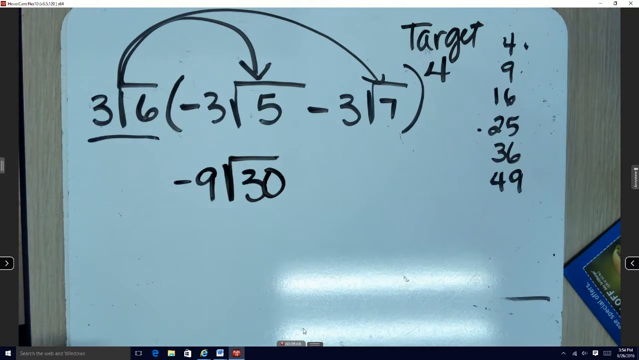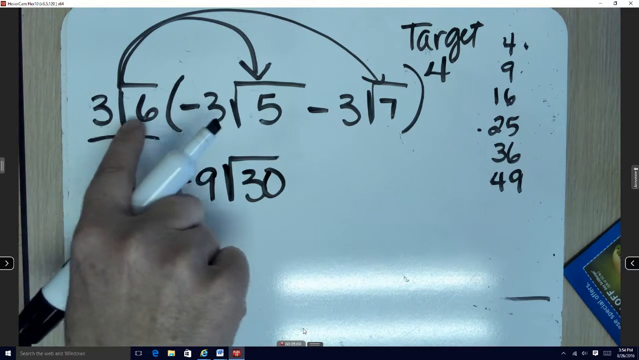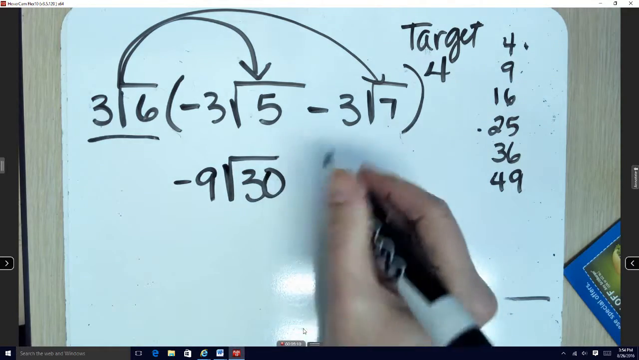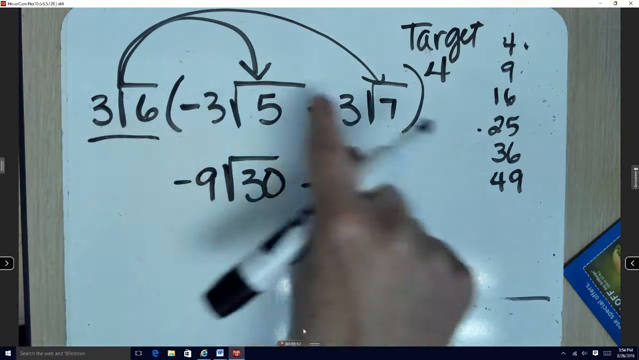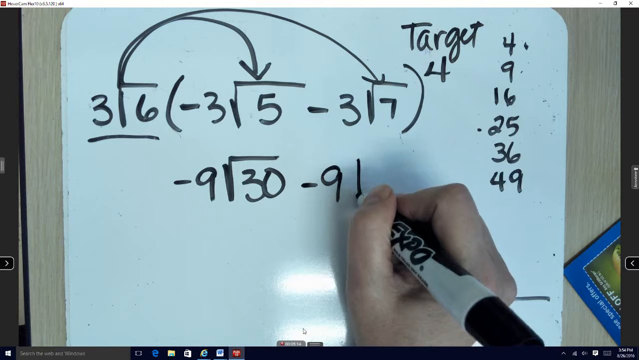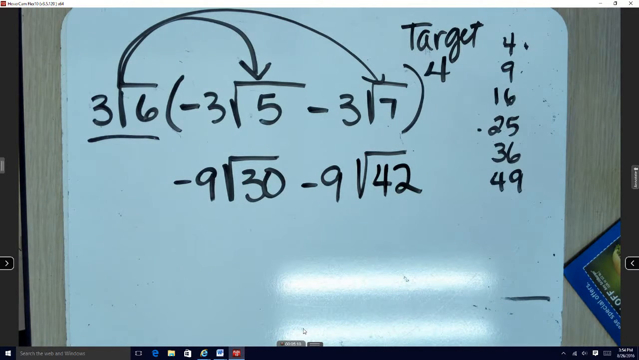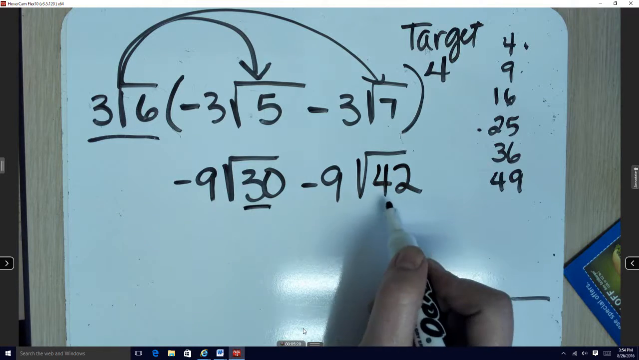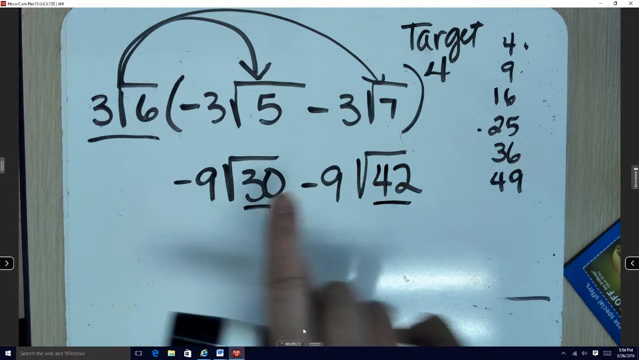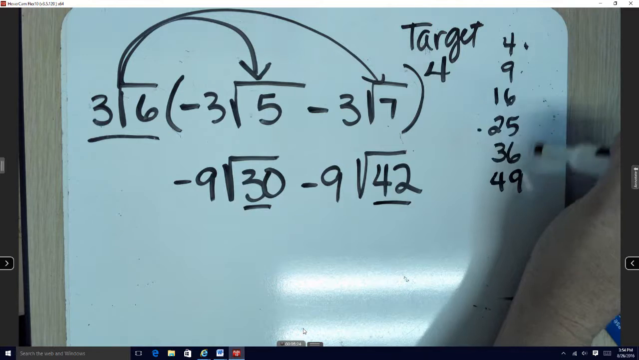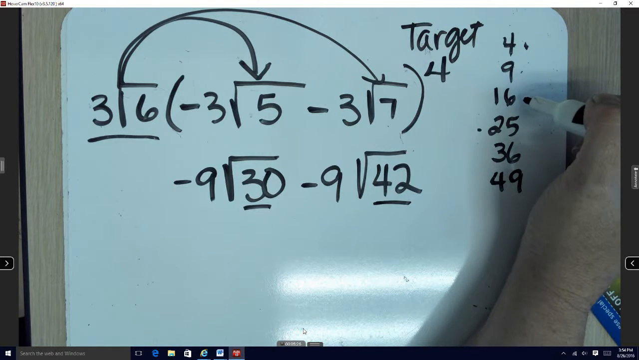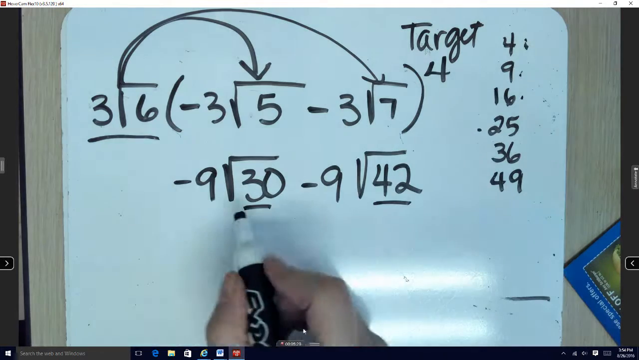Okay, so the first part's done. I've already multiplied by that. Now I do the second one. 3 times negative 3 is negative 9. 6 times 7 is 42. Okay, at this point I look inside of my radicals and I look at 30 and I try to find something from the list to break it down with. 30 is not divisible by any of these, so this one stays the same.